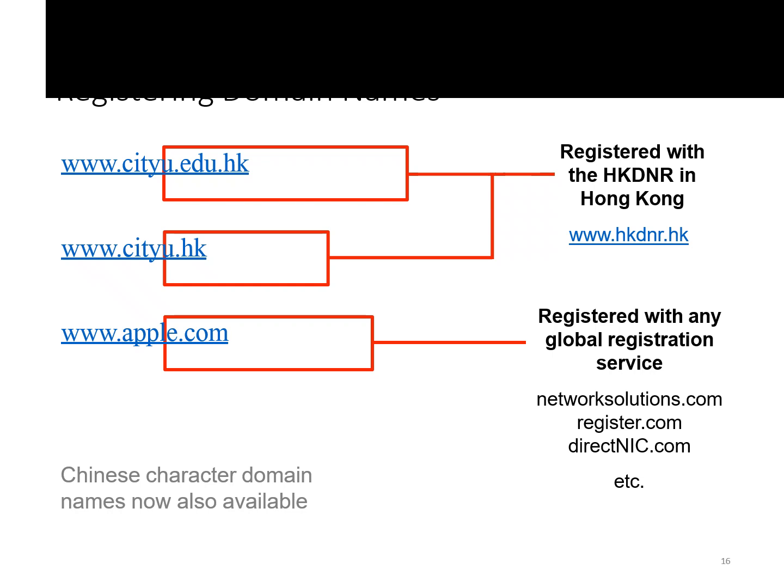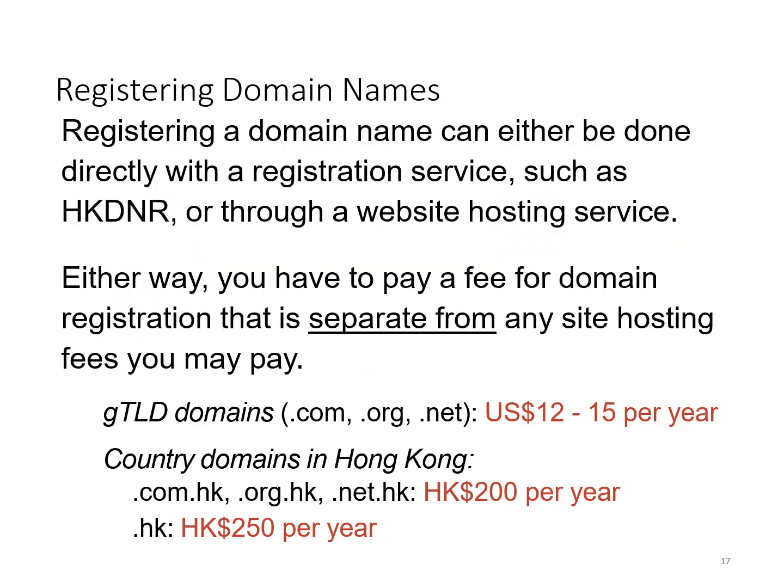Domains can be registered with HKDNR in Hong Kong, or with any global registration service such as networksolutions.com, register.com, directnic.com, etc. Registering a domain name can either be done directly with a registration service such as HKDNR or through a website hosting service. Either way, you have to pay a fee for domain registration that is separate from any site hosting fees you may need.